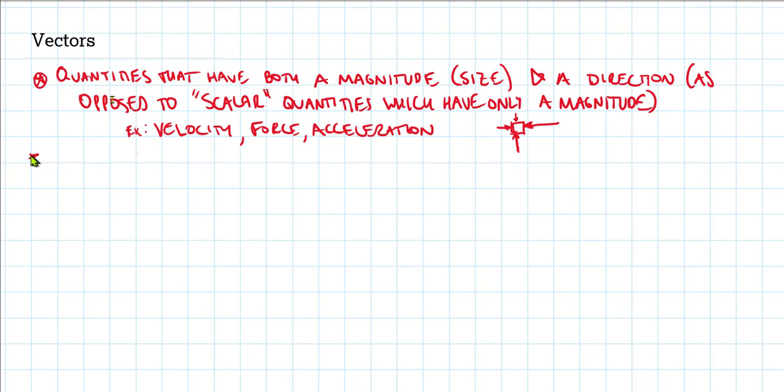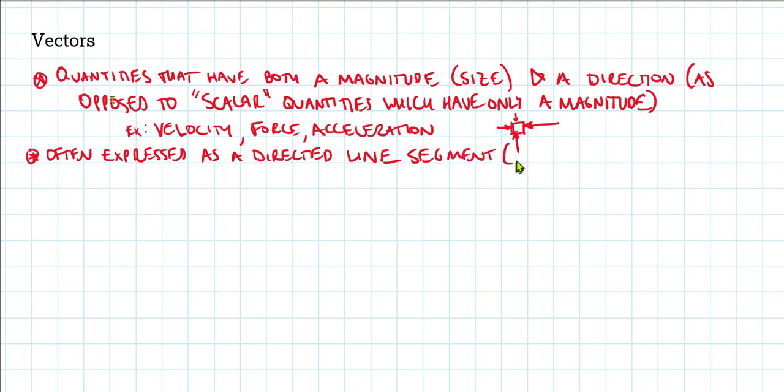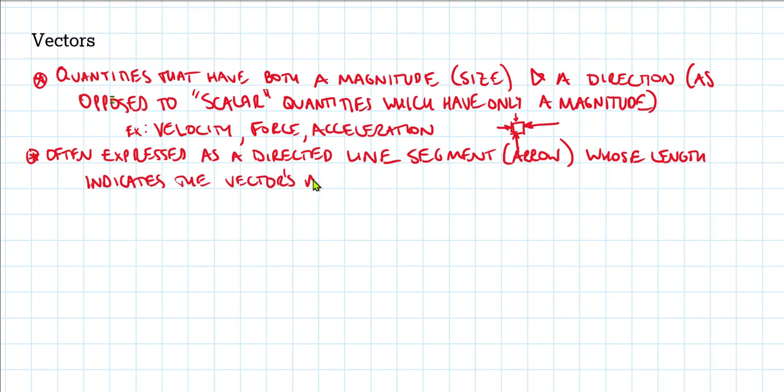Very frequently, you will see vectors expressed in the following way. Let's go ahead and write down: often expressed as a directed line segment. And that's really just a fancy way of saying an arrow whose length indicates the vector's magnitude.